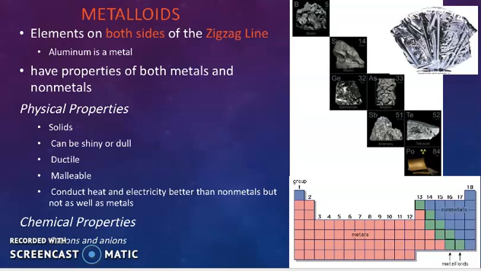Their chemical properties, it just depends on where they're located. They can form cations and anions. So metalloids are kind of just like the things we throw together that have properties of both that we're not really sure where they fit. But they are all found along that zigzag line. You can see the metalloids in the pictures here.